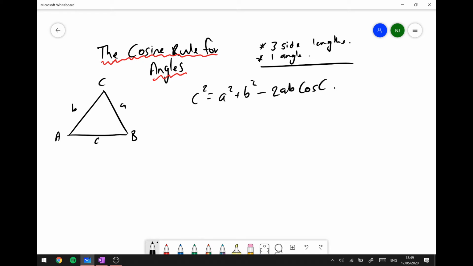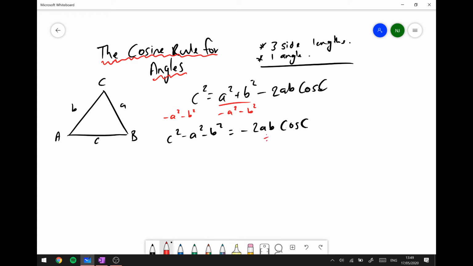So I've got the original formula up here. What we're going to do is manipulate this and get cos C by itself, okay? So let's start off by removing some stuff. I'm going to start off by subtracting a squared and b squared from both sides of this equation, okay? So we're going to get c squared minus a squared minus b squared is equal to minus 2ab cos c.